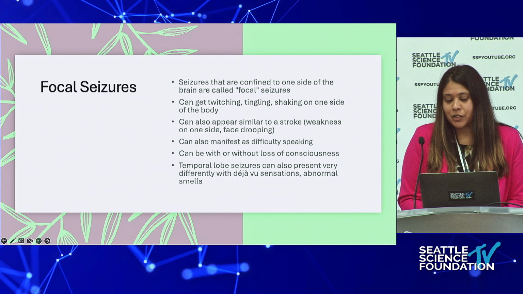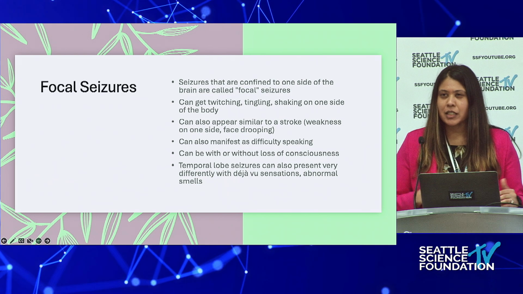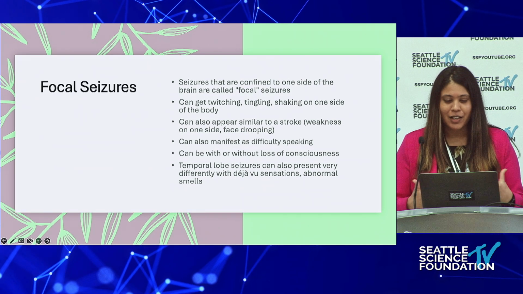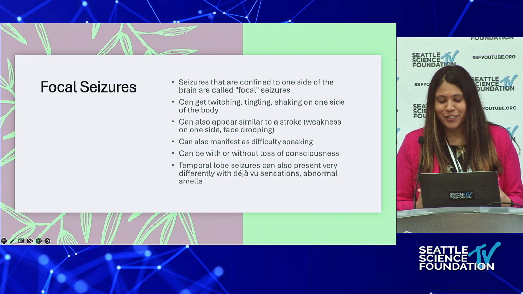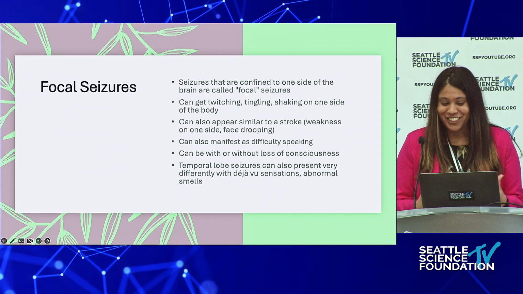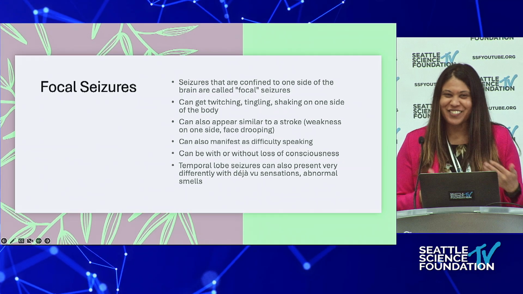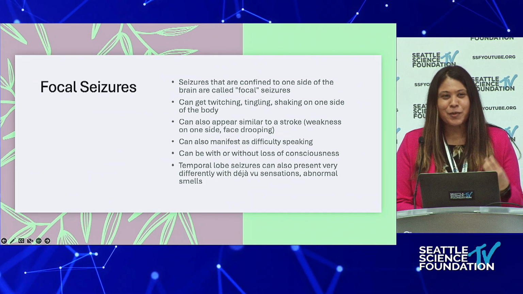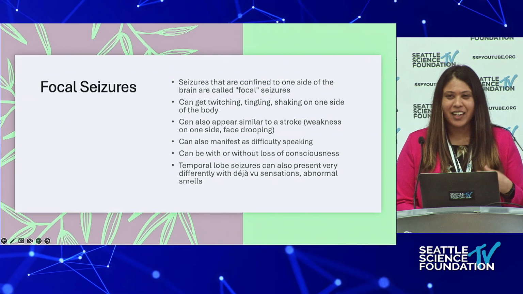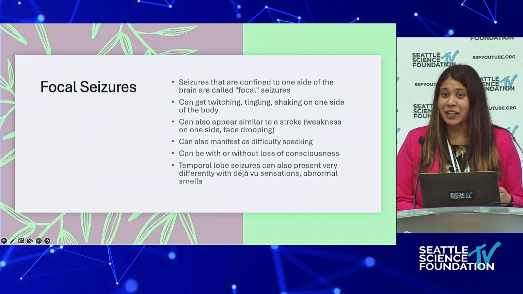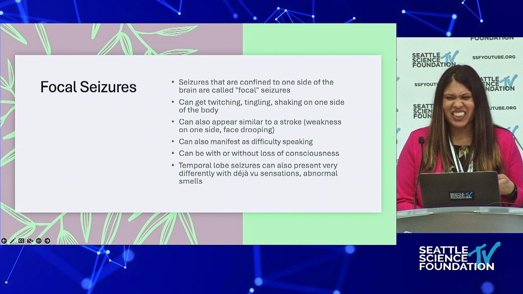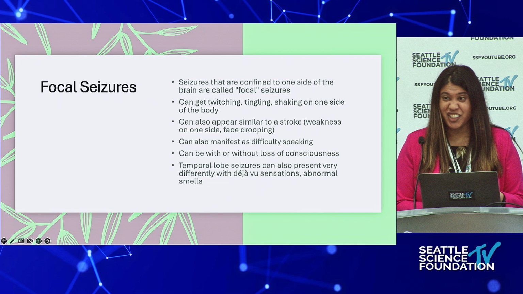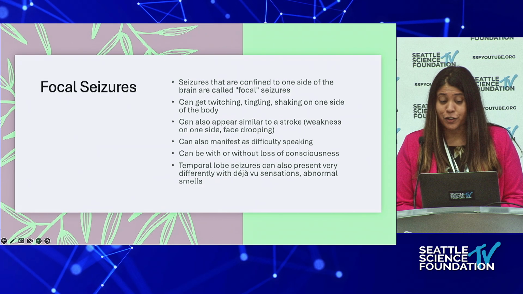But temporal lobe seizures present differently. They can present with these deja vu sensations, which patients ask, well, how do I know if I have a deja vu sensation? And I'm like, it's hard to describe, but you kind of just know, this feeling of like, wait, that just happened. Even abnormal smells. Again, you wouldn't think of an abnormal smell to be a seizure, but if you start to get symptoms where you're like, I think I'm smelling something burning or something like that, that's just not there, that can be concerning for a focal seizure.